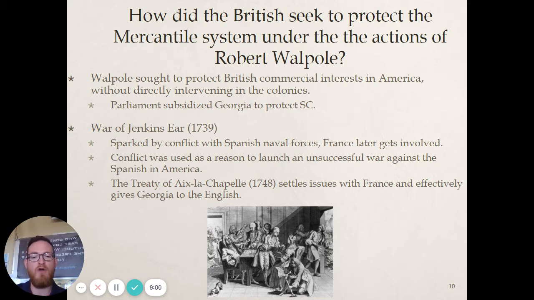This was sparked by conflict with Spanish naval forces. France would eventually get involved. This was seen as a reason to launch an unsuccessful war against the Spanish here in America. And you're going to see with the treaty at the end of this, this would settle some of the issues with France and give Georgia to the English. So again, politics of Europe is going to have an effect on the colonies and what the colonies look like.